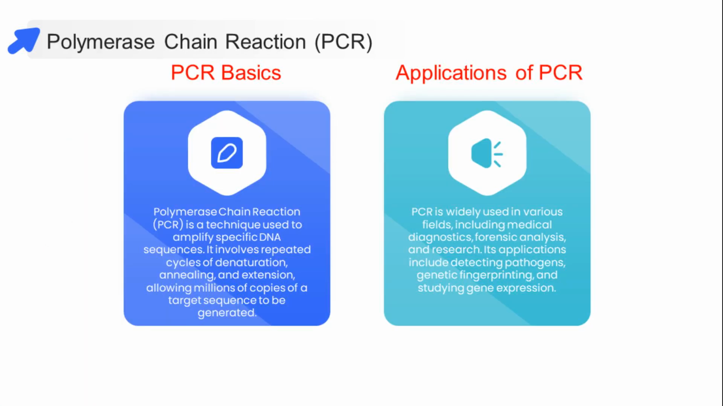Polymerase chain reaction, or PCR, is a powerful technique used to amplify specific DNA sequences. It involves repeated cycles of denaturation, annealing, and extension, allowing millions of copies of a target sequence to be generated.